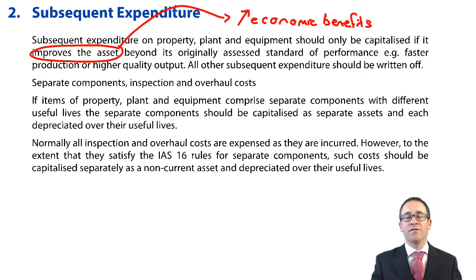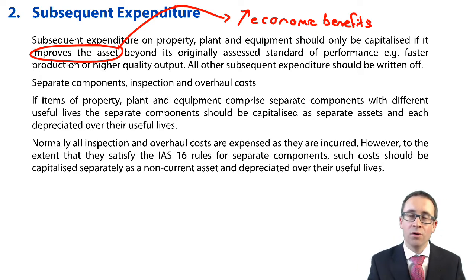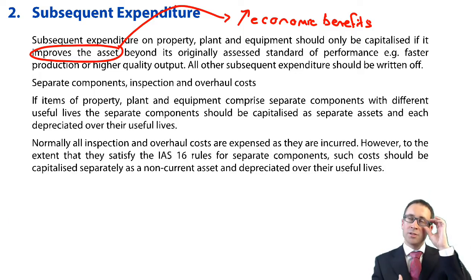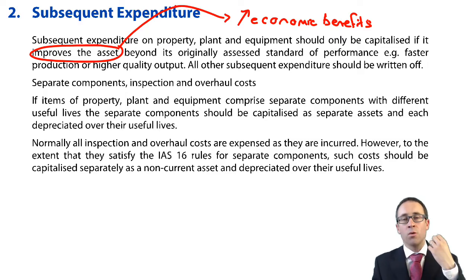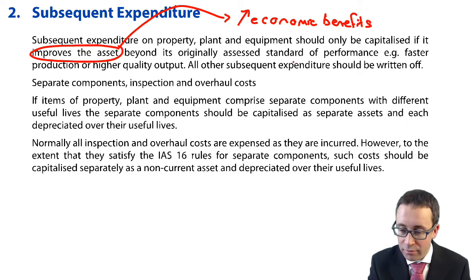So an extension to your factory, an extension to your warehouse, an extension to your property will give you additional benefits, isn't it? If you do something to your machine that means it produces a better quality of goods, maybe it produces more goods in the same amount of time, that is increasing the economic benefits. Okay, anything else should be written off.